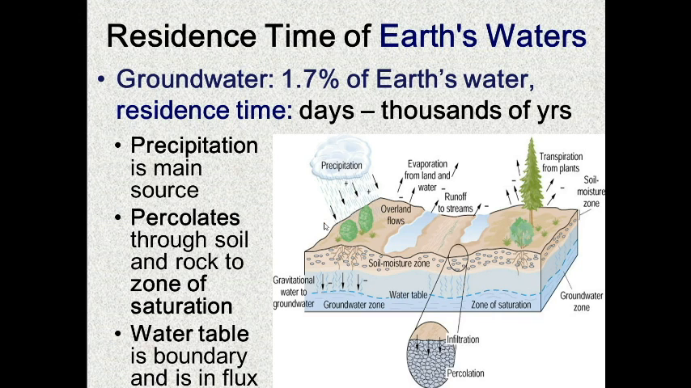Groundwater makes up 1.7% of the Earth's water. It could be there from a day to thousands of years, depending on where it is and how it's trapped. Precipitation is the main source of groundwater. You have precipitation that falls and then it percolates down into the water table and becomes part of groundwater. The water table is a boundary and is in flux. It goes up and down depending on how much precipitation is falling at a given time.